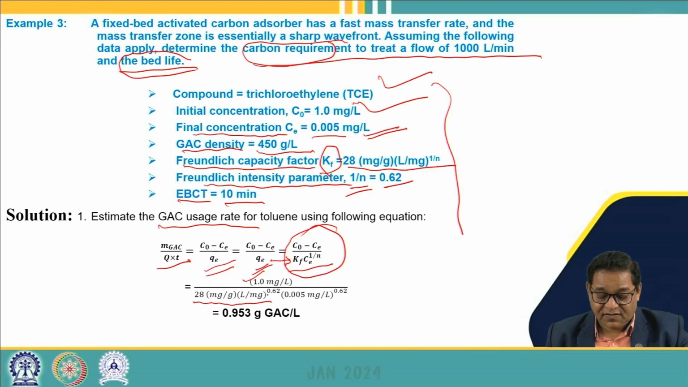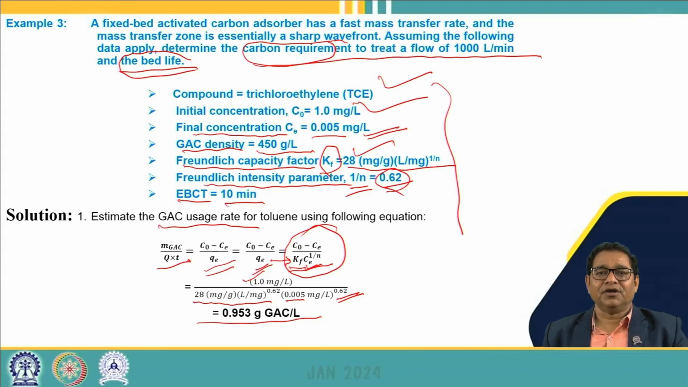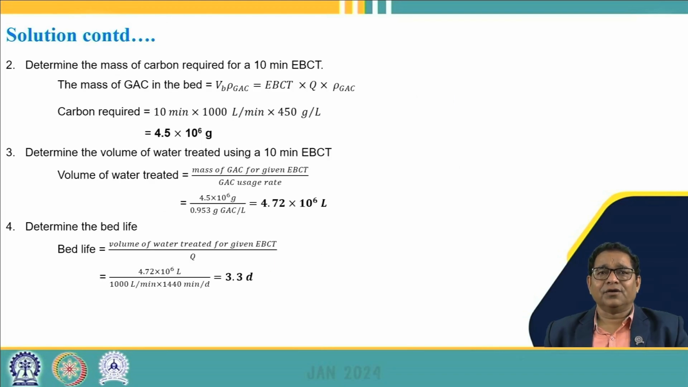And then this is the Kf value, that is given as 28. And then this is the CE value, which is given as 0.005 to the power of 1 by n. So 1 by n is also given, that is 0.62. So if we put these values in this equation, we can find out the carbon usage rate, that is 0.953 gram of granular activated carbon is required for treating 1 liter of flow. Then we can find out the mass of the carbon required for a given EBCT time.